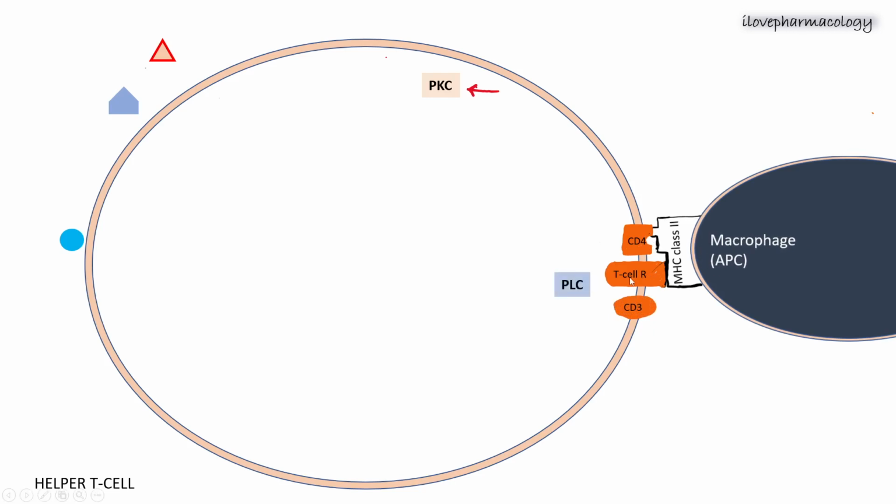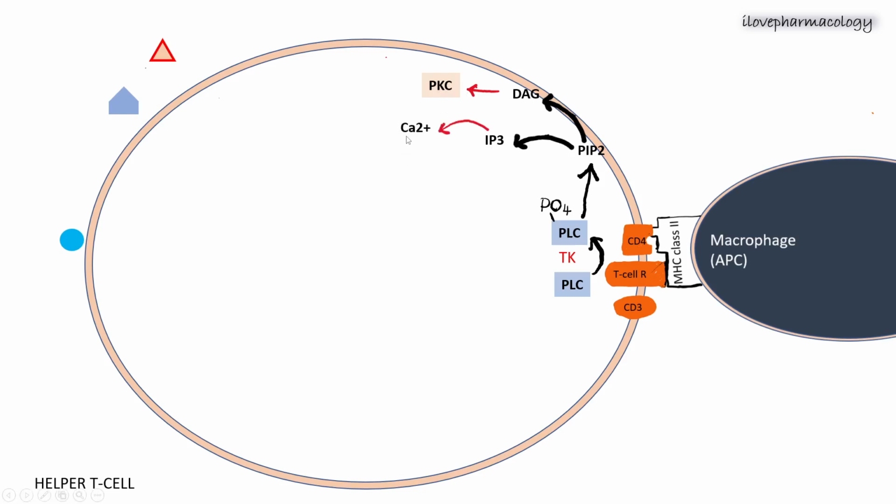Once there is activation of the T cell receptor, there will be increased tyrosine kinase activity, which will phosphorylate the phospholipase C into phosphorylated phospholipase C, which will cause cleavage of phosphatidyl inositol bisphosphate, which will release the diacylglycerol as well as the inositol triphosphate. Diacylglycerol will activate protein kinase C, whereas inositol triphosphate will increase the intracellular calcium levels.